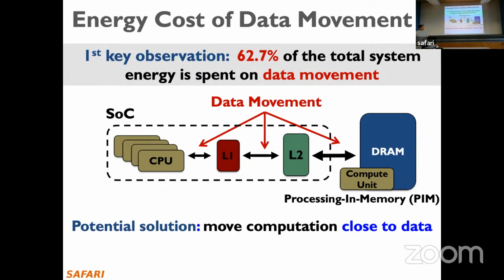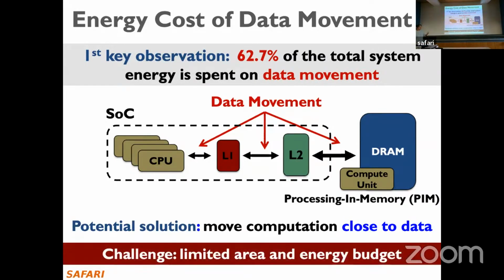So a potential solution is to move computation closer to data, placing some compute unit near the DRAM, as you see there on the right-hand side of the figure. There is a challenge, the limited area and energy budget. In this particular work, we are also considering 3D stack memory. As you know, in 3D stack memory you have a logic layer where you can place some compute unit, but you don't have a whole lot of area. It's just the extra area in the logic layer, and also you cannot spend too much energy, because that will raise the temperature of the system, and that can affect the reliability of the system, right?